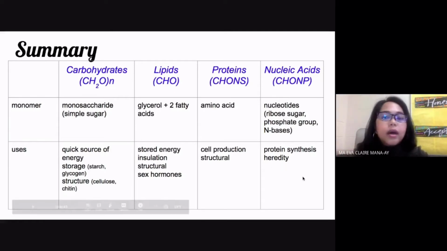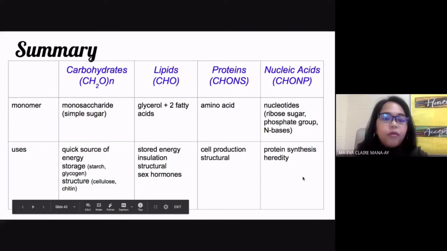Again, this is a summary of all the biomolecules. We've already talked about this yesterday, and today we are going to be talking about the different types of each of these biomolecules. We are also going to look at their structure.